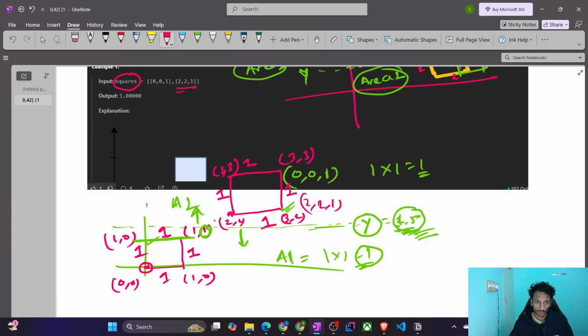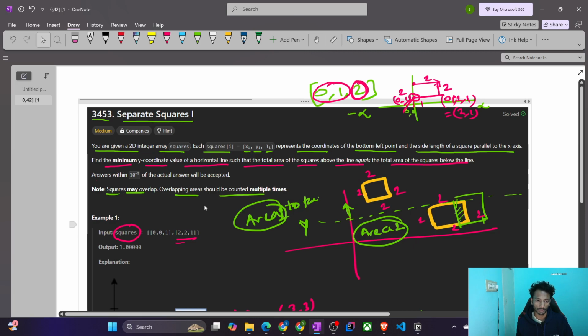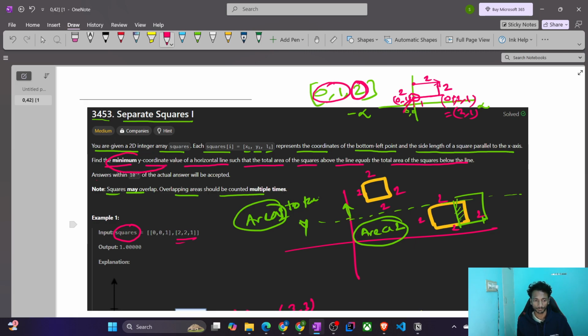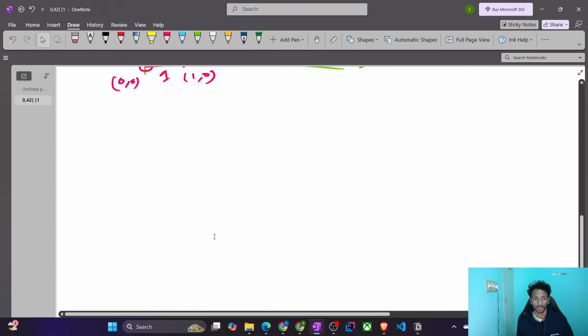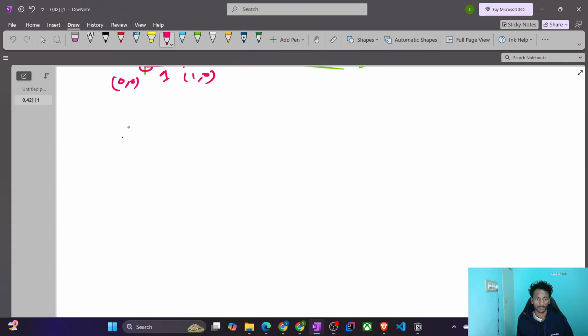Now what do they want? They want us to minimize the y value, the minimum y coordinate value. So what is the brute force approach? You can think about this. The range of the coordinate value will start from 0 to 10 to the power 9.